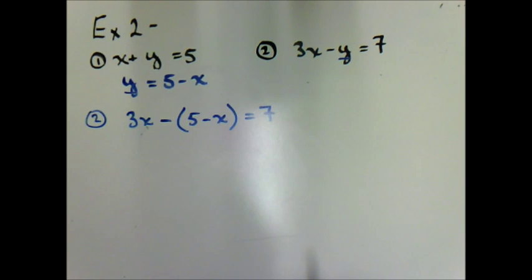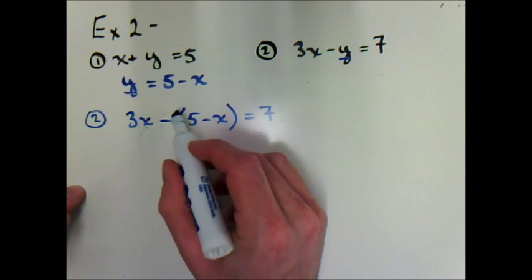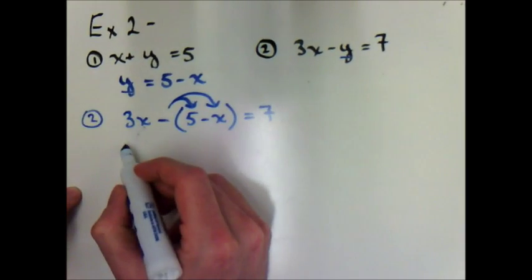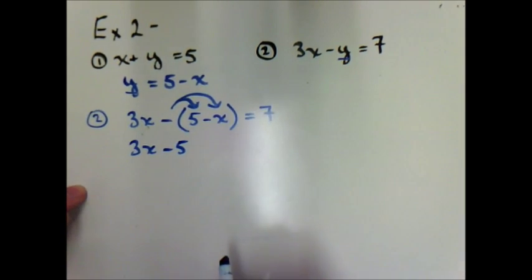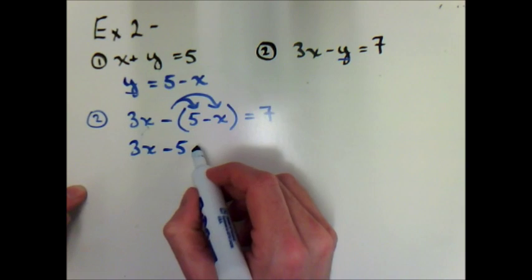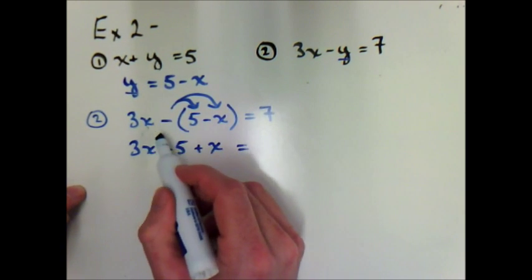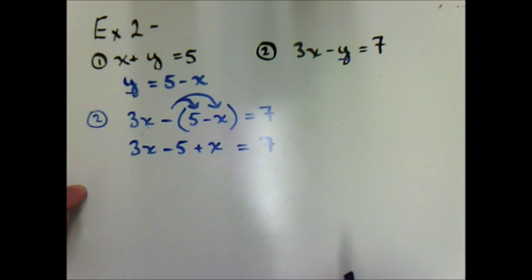Nadia, what am I doing next? Yeah, I need to distribute this negative to both of these terms, which basically just means that instead of positive 5, I'm going to have negative 5, and instead of negative x, I'm going to have positive x. I'm going to have the opposite, right? The opposite of what they gave me. Still equals 7.